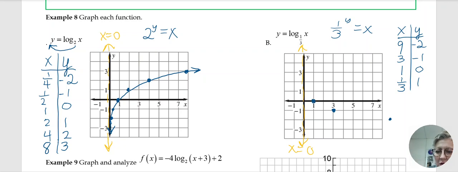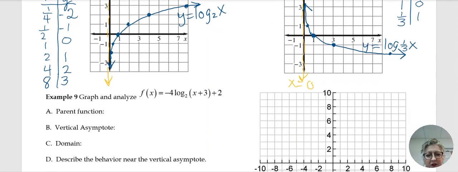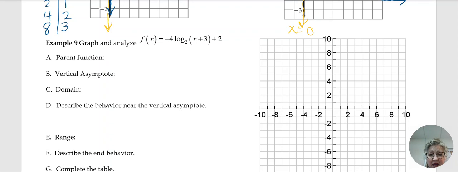1, 0. And 1/3, 1. So our graph here with the base between 0 and 1 looks like so. And I should label this y equals log base a third of x, and this one is y equals log base 2 of x. So you can see the difference there, what changing the base does to the look of the graph of the function. Okay, now let's add a, h, and k.